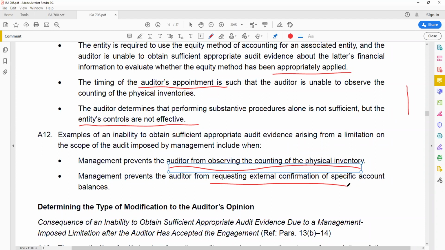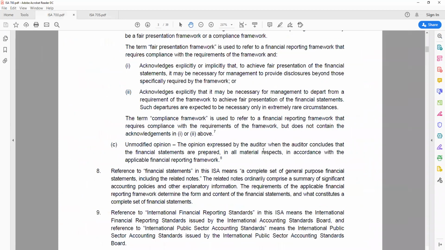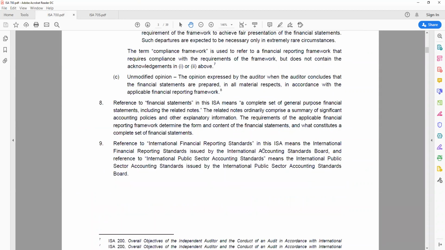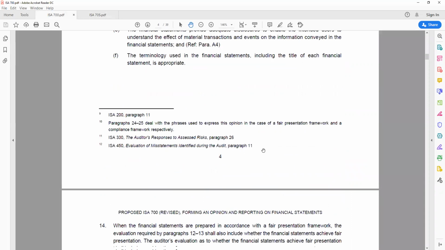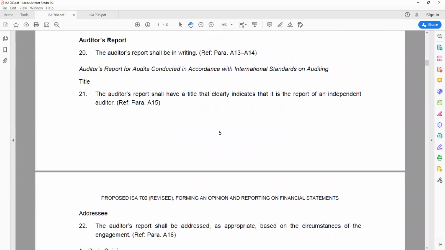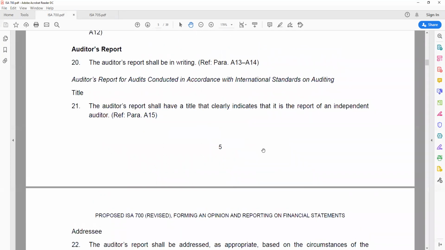So let me go to ISA 700. What should be contained in the auditor's report? Let me go straight to the report. What should therefore be the content of the report?